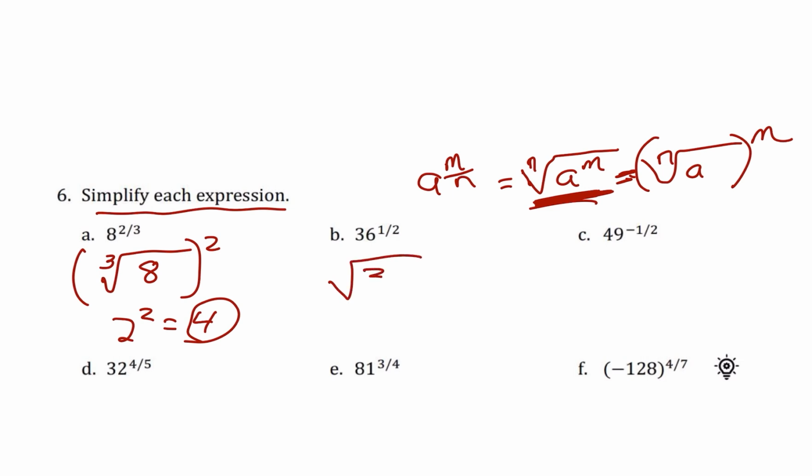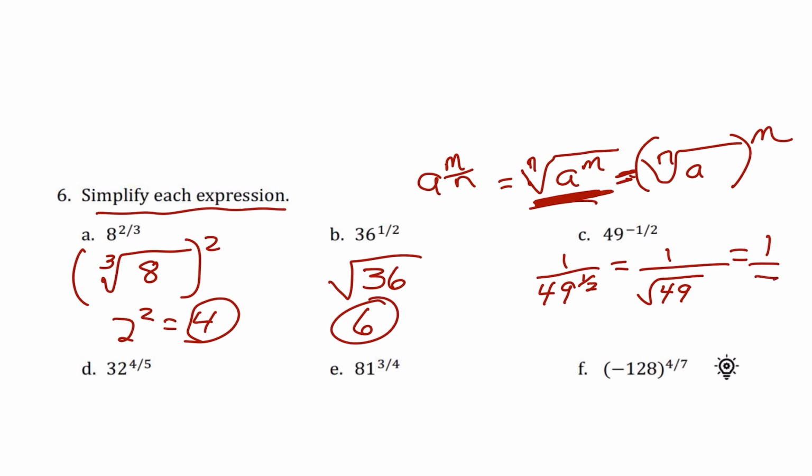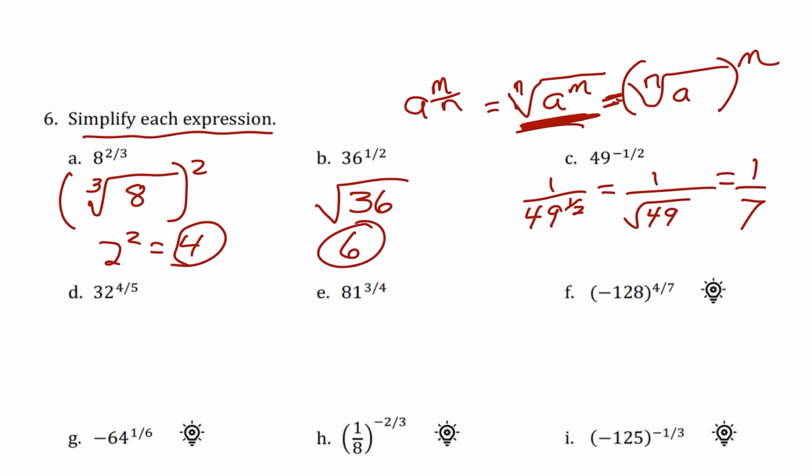All right, this one. The index is just 2, the exponent is 1, so we have the square root of 36, just 6, and we're done. Okay, 49 to the negative 1/2. So I'm going to rewrite it as 1 over 49 to the positive 1/2, because we know that a negative exponent can be changed to a positive by putting it on the other side of a fraction line. So now we have 1 over the square root of 49, and we know the square root of 49 is 7, so our final answer for this problem is just 1/7.